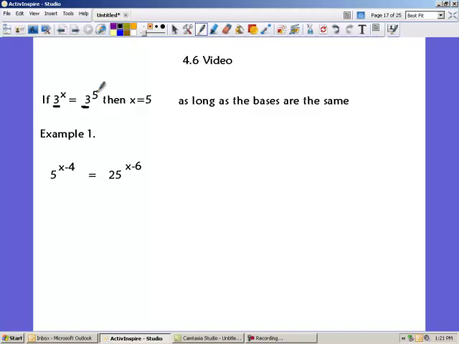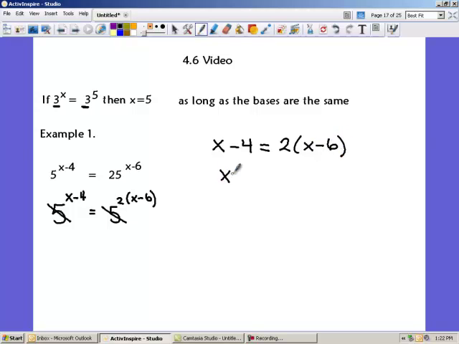So in example 1 here, we have the base of 5 and base of 25. Now I know that they're not the same right now, but I can change this 25 to say 5 squared, and now we will have the same base. So we still have 5 raised to this. Now we have 5 squared raised to this. And now because the bases are the same, they can cancel out, and we're just left with what the exponents are. So we have x minus 4 equals 2 times x minus 6.